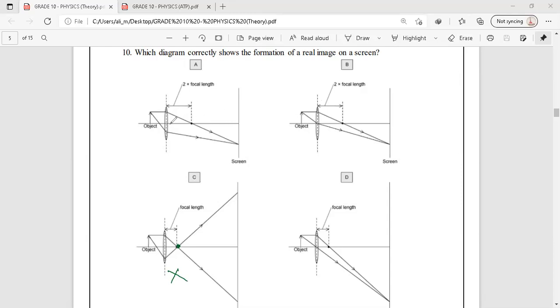Similarly, in options A and B, we can see the parallel incident ray is passing through two times focus. And the rule says that whenever the incident ray is parallel, it must pass through the principal focus. But in these two cases, the refracted ray is passing through two times focus. It means these options are incorrect. So the correct answer is option D, in which a parallel incident ray passing through the lens bends and passes through the focus, and the refracted rays are meeting at a point on the screen. So this is the right answer.